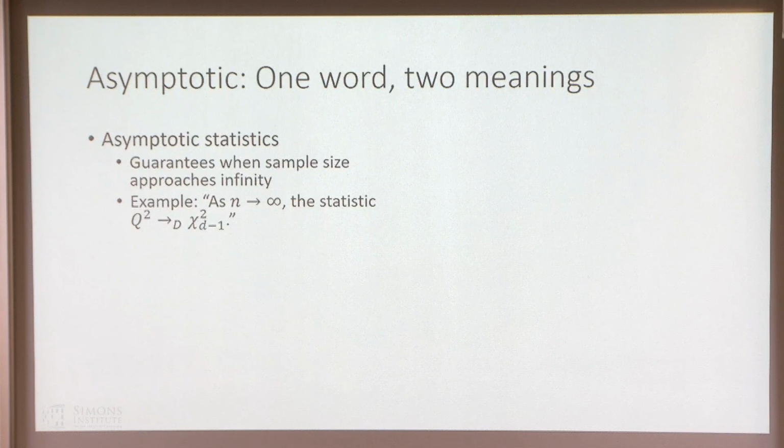Here's another example, which we'll see in a few more slides. We're going to say, as the sample size approaches infinity, some statistic will converge in distribution to, say, a chi-squared distribution. The main thing I want to get across is that it doesn't quantify the error for any finite n, but it says that in an asymptotic setting, this error goes to 0.